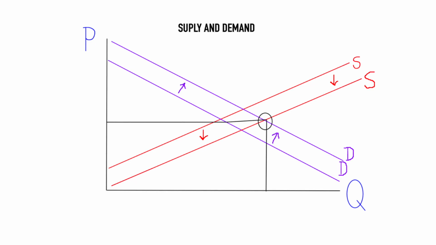Now let's say that supply line stays where it is. What if demand suddenly increased? All of a sudden there's some new trend and it's part of a current fashion, or there's some very pressing need people have for it.